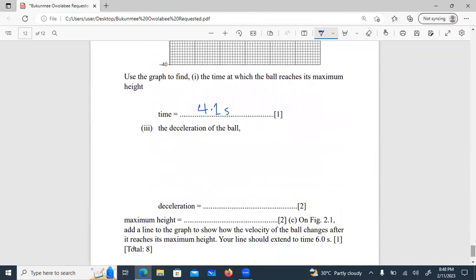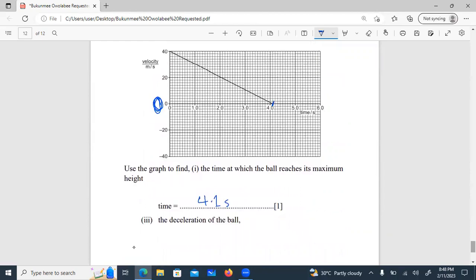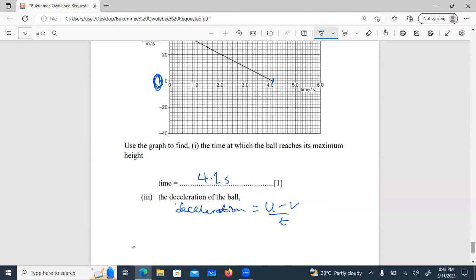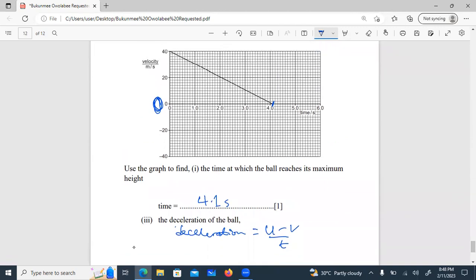What's the deceleration of the ball? How do you get the deceleration of the ball? Acceleration is final velocity minus initial velocity divided by time. Well, deceleration is initial velocity minus final velocity divided by time. So let us pick our initial velocity, our final velocity and the time. The object started from 40 meters per second. This is our initial velocity.